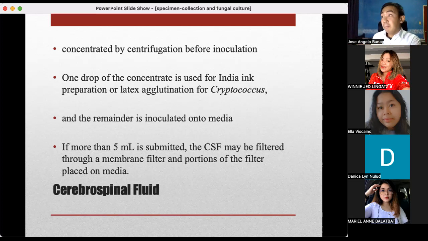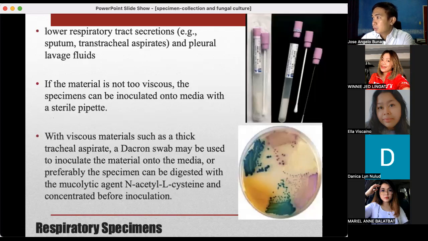If more than 5 ml is submitted, more than 5 ml na CSF ang sinubmit sa laboratory, it may be filtered through a membrane filter, and portion of the filter is placed on the media. So you could use media with antimicrobial agent, and it should not be needed because CSF is normally sterile.